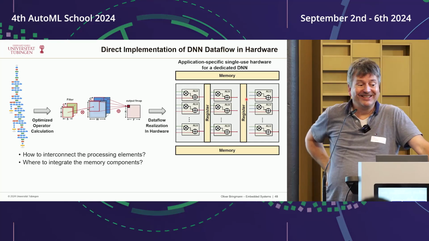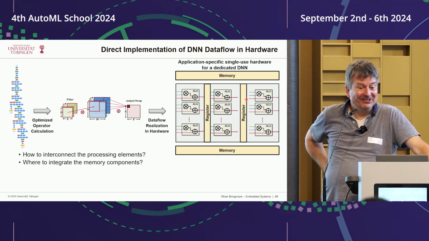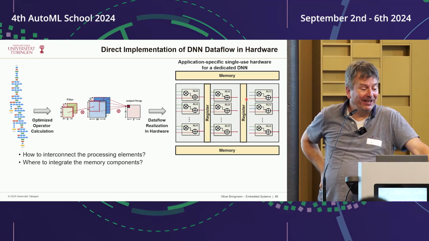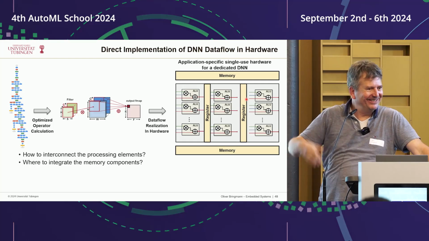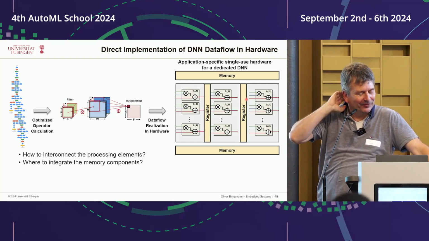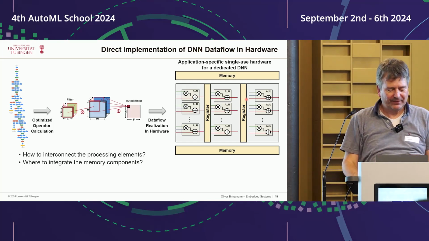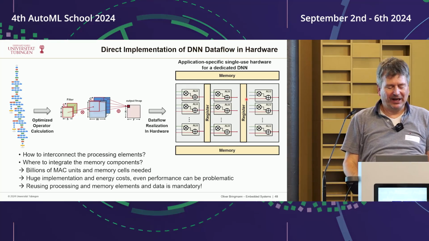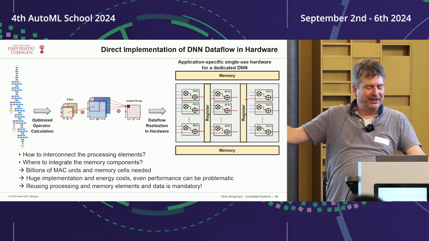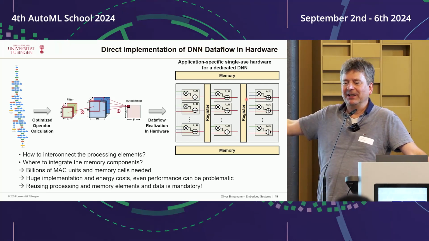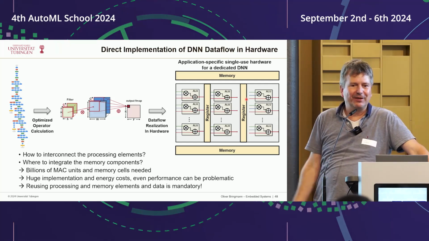But of course, you need a really, really large hardware. Nothing is reused. You have a direct implementation of your neural network in hardware. It's not that flexible. And if you have billions of MAC operations, then you need a billion MAC units for the implementation.